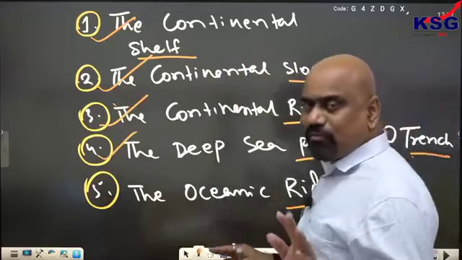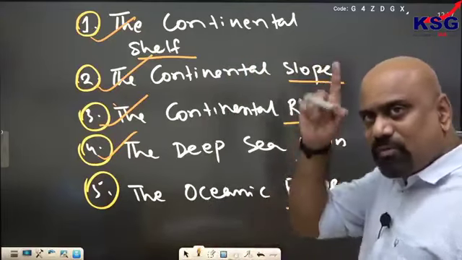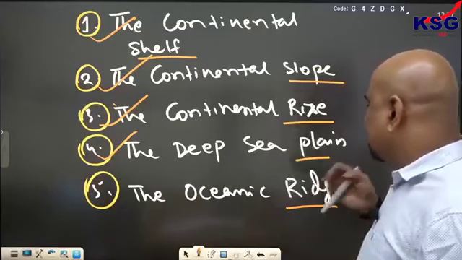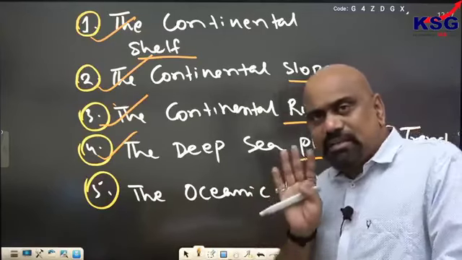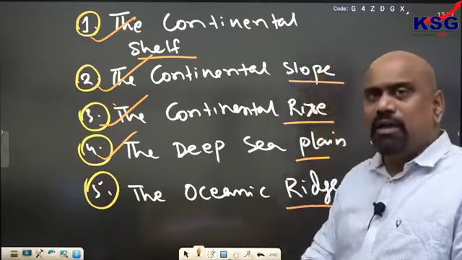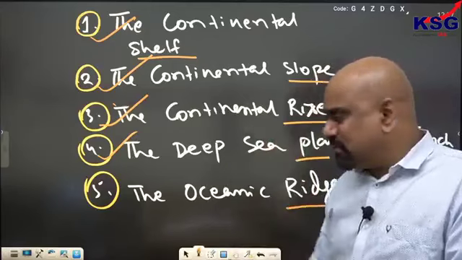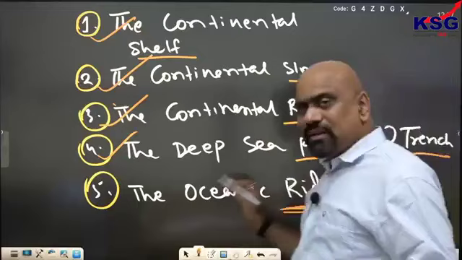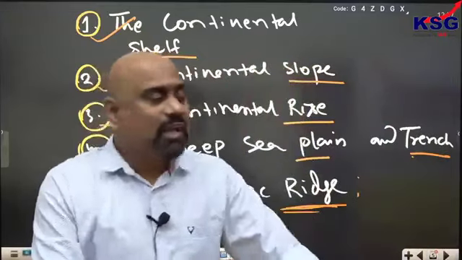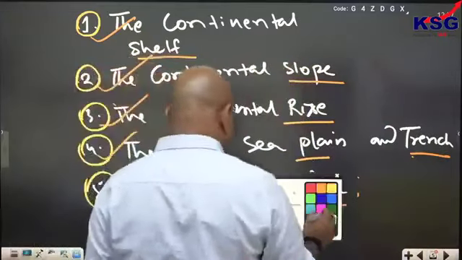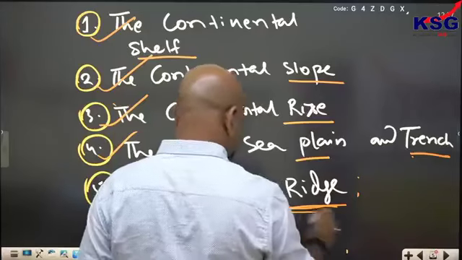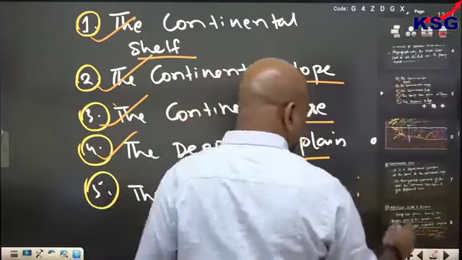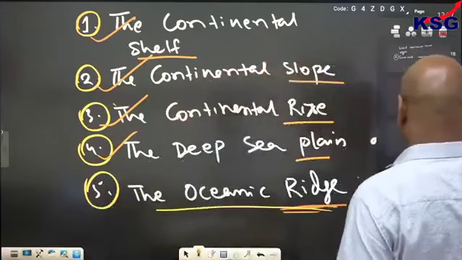Trenches are developed because of what? Convergence of two plates. In geomorphology you have discussed. Trench names I have given. The deepest trench is the Mariana Trench, that you can see, and also it is given in our material. Now the oceanic rise or ridge, the ridges are volcanic. So you can note down here, what are these ridges? Oceanic ridge. The fifth one is the oceanic ridge.